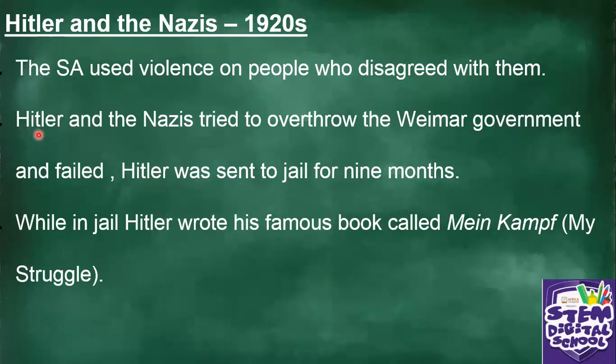So his aim, Hitler, he did not like the Weimar government. He did not support it. So he tried to overthrow the government. And when he failed, he was arrested, sent to jail for 9 months. When he was in jail, Hitler wrote his famous book called Mein Kampf, My Struggle. His book was called Mein Kampf. In English, My Struggle. So he wrote this book when he was in prison, okay?